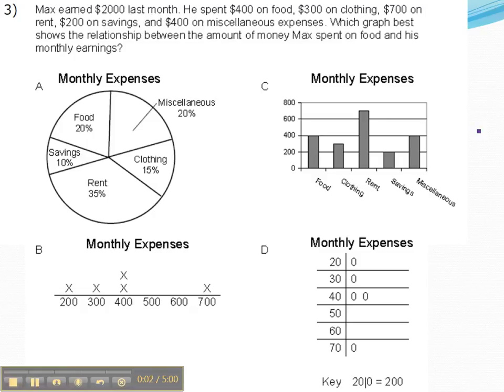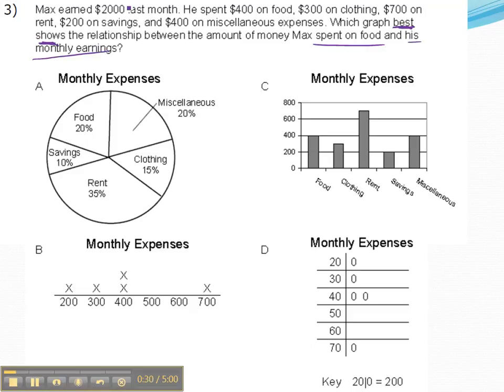Problem number 3 on the review for the 5th 6 weeks test says Max earned $2,000 last month. He spent $400 on food, $300 on clothing, $700 on rent, $200 on savings, and $400 on miscellaneous expenses. Which graph best shows the relationship between the amount of money Max spent on food and his monthly earnings?